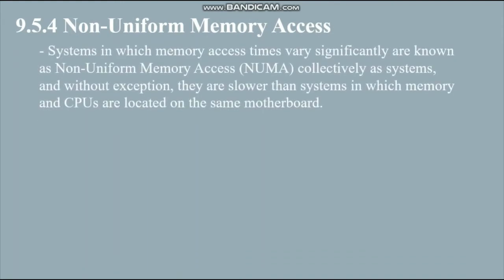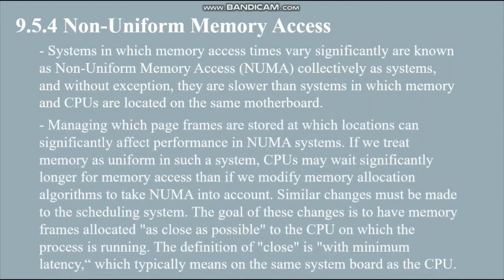Next is non-uniform memory access. Systems in which memory access times vary significantly are known as non-uniform memory access or NUMA systems. Collectively, without exception, they are slower than systems in which memory and CPUs are located on the same motherboard. Managing which page frames are stored at which locations can significantly affect performance in NUMA systems. If we treat memory as uniform in such a system, CPUs may wait significantly longer for memory access than if we modify memory allocation algorithms to take NUMA into account.